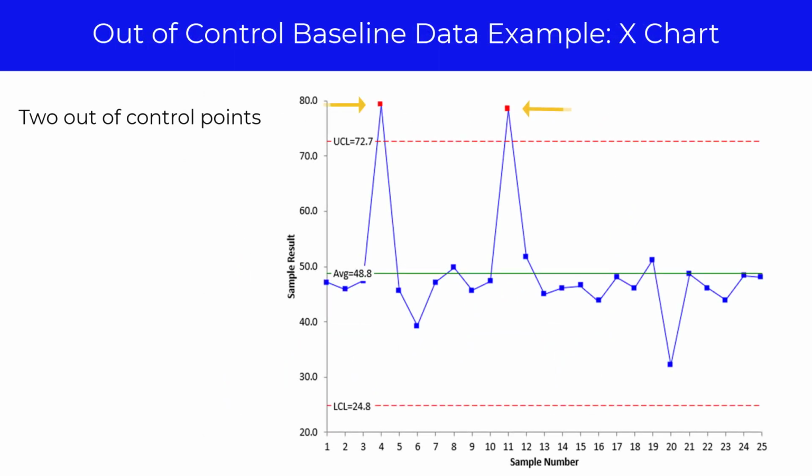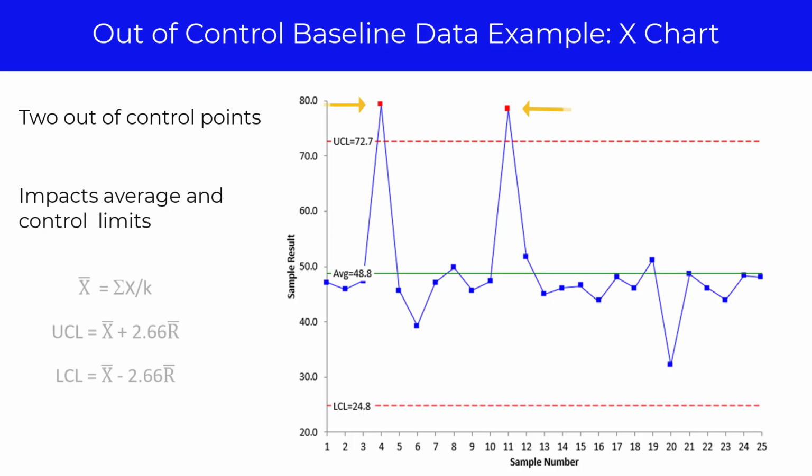Now here's one, though, that we're having out of control baseline data example. We have 2 points that are out of control. It's going to impact the average and control limits. Average here is 48.8, but it's higher because we have those 2 out of control points. They're the equations if you're interested.